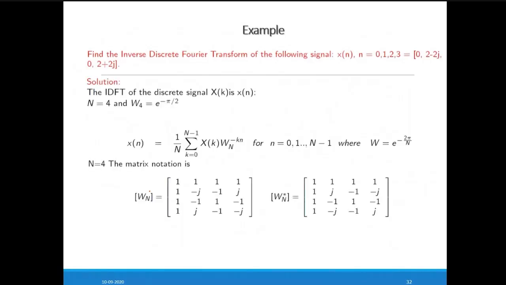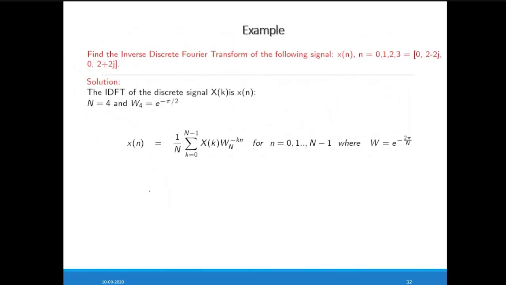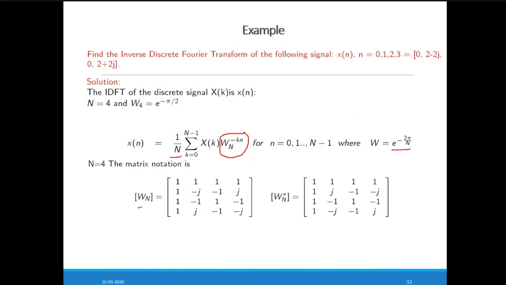Okay, so IDFT of this sequence. Here we have to find x of n. x of n is equal to 1 by n summation, sigma k equal to 0 to n minus 1, x of k omega n raised to minus kn. You notice compared to the previous equation, the two changes are here: minus kn and here 1 by n. Now we have to solve this for n equal to 0 to n minus 1, where omega is equal to e raised to minus 2 pi by n. Now here this is a twiddle factor matrix.